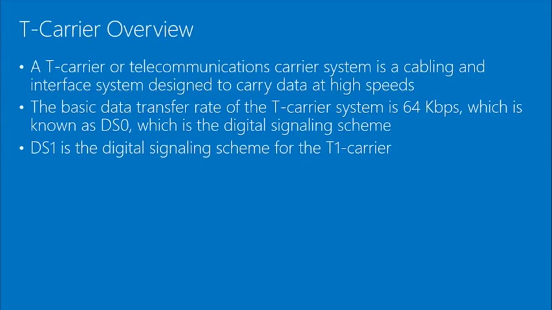T-carrier overview. Additional wide area network technologies. A telecommunications carrier system for cabling and interface system designed to carry data at high speeds. The basic transfer rate of T-carrier systems is 64 kilobits per second, known as DS0. And they have different T-carrier designations.